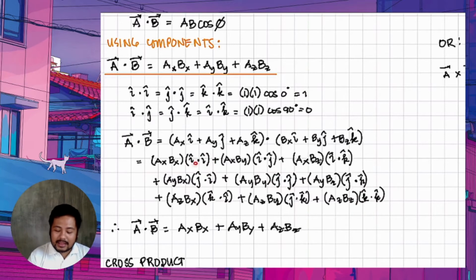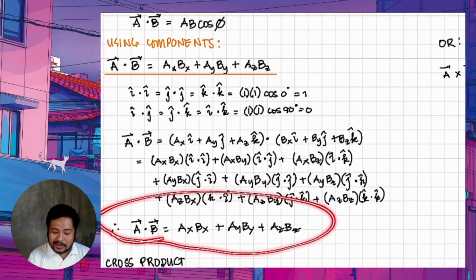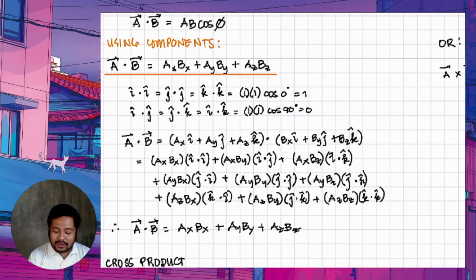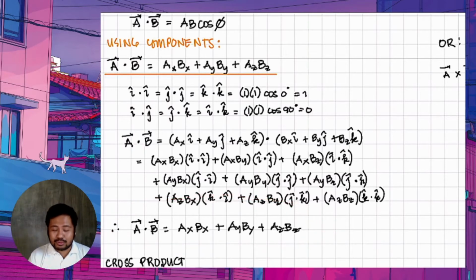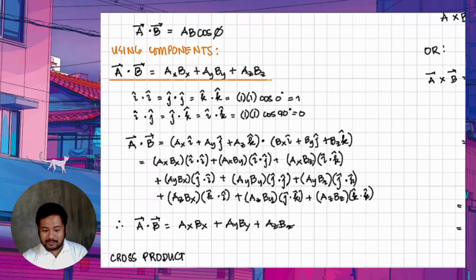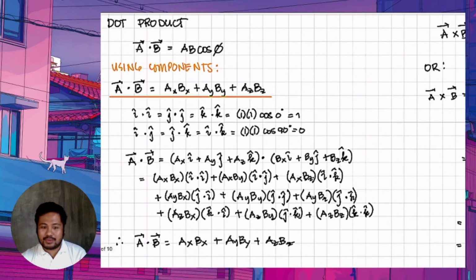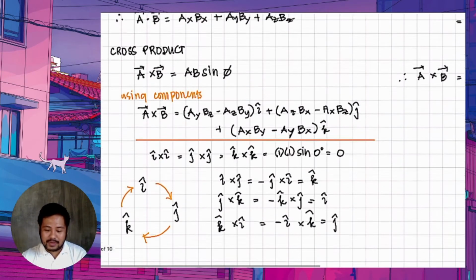And that i dot i is just equal to 1, j dot j is 1, k dot k is 1. Hence we have this in terms of components in solving for the dot product. So you have a dot b is just equal to ax bx plus ay by plus az bz. So that's our one way of getting our dot product. And then the other one is the cross product.